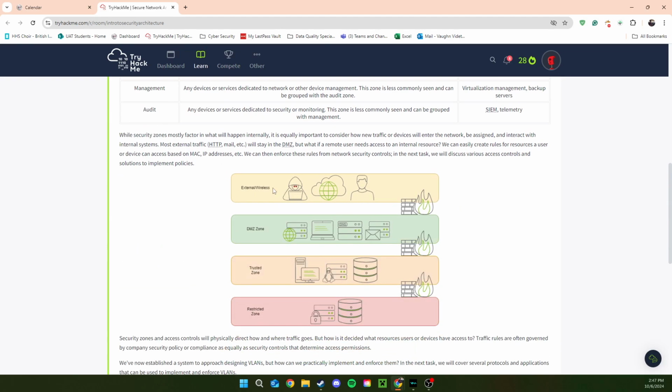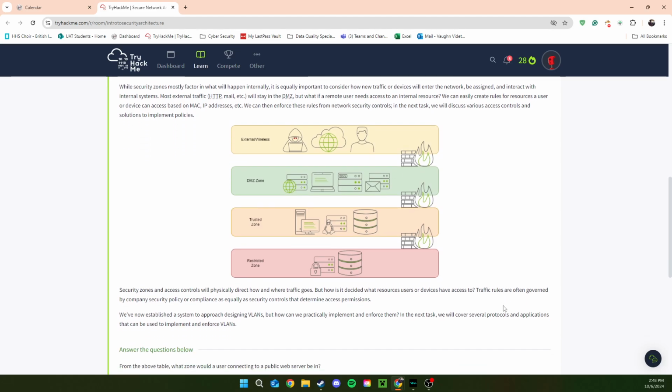Right. Here's a nice little image that shows what each layer is. How restricted is locked, trusted, you have some access to stuff. DMZ separates your untrusted from your internal resources, and then external is not within your network or asset control.